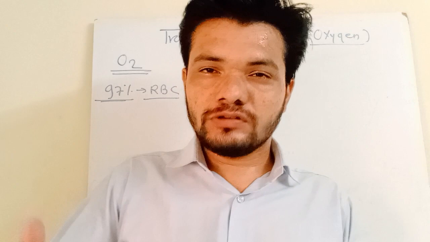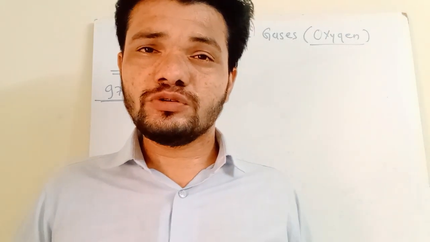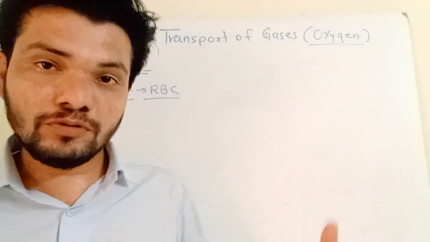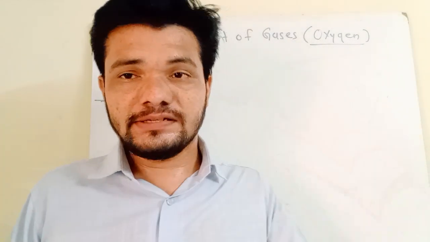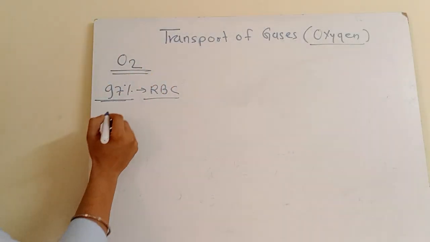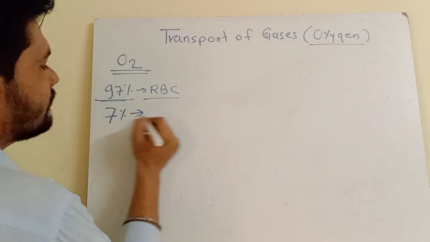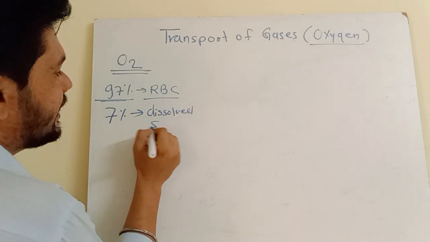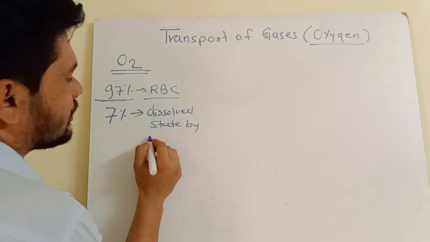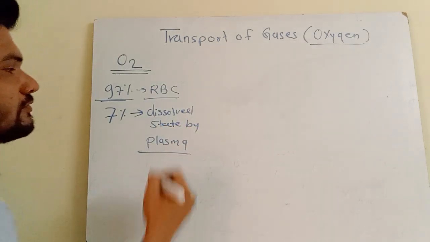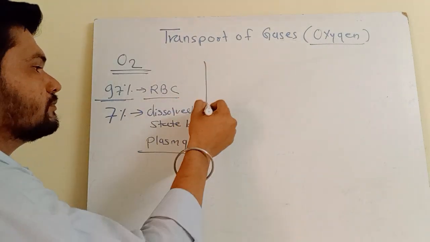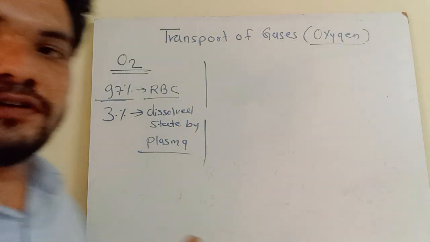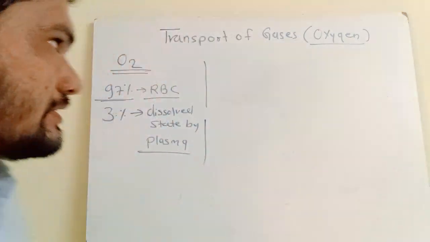Okay, so suppose you are taking 100 ml of oxygen, so 97 ml will be transported by RBC only. RBCs are carrying the hemoglobin, and the hemoglobin is helping the oxygen transport, and the 7% of oxygen will be transported in dissolved state by plasma. So this is the first thing you have to remember about oxygen. Not 7, sorry, my bad, 3%. Remaining 3% will be transported by the plasma.